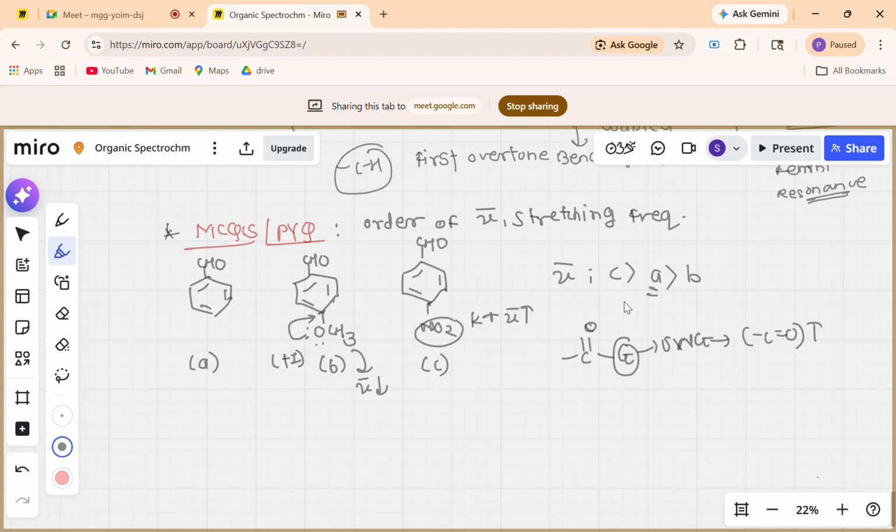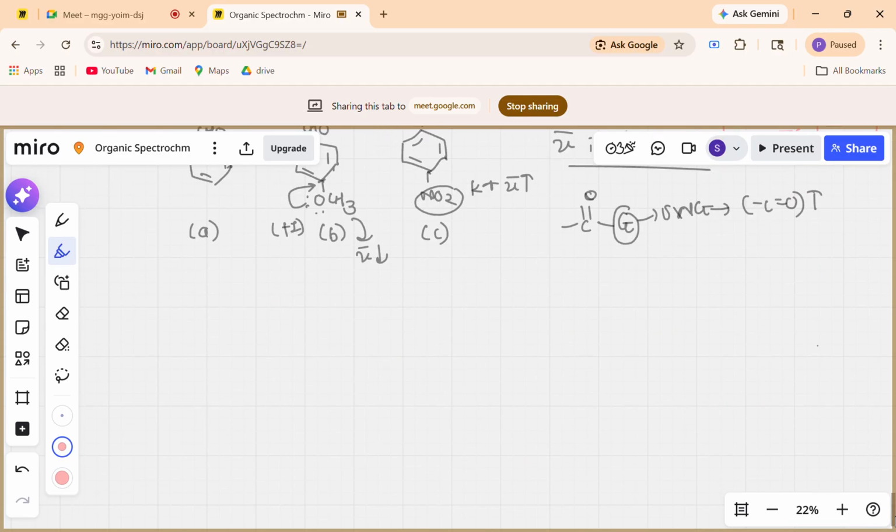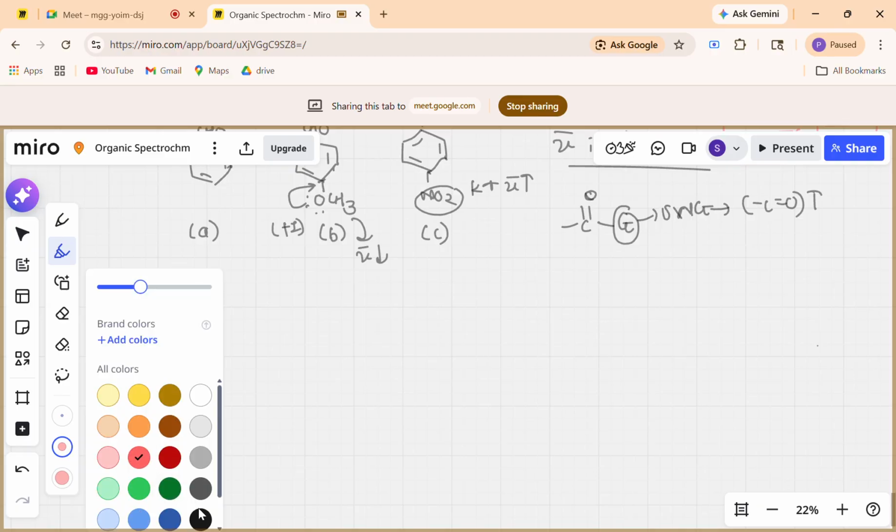If we see here, the OMe group has two lone pairs, so it can donate electrons. That's why it increases the electron density on this carbon or the overall benzene ring. So it's showing the plus I effect, and so the corresponding stretching frequency will decrease. Whereas here there is no such group, so compared to B, A will have the higher stretching frequency. So your order will be C greater than A greater than B. Understood? Yes, ma'am.